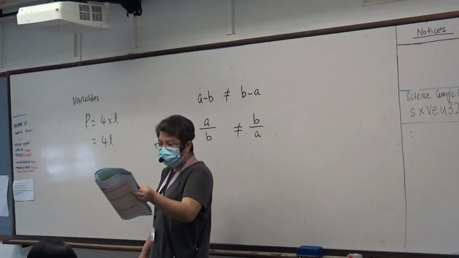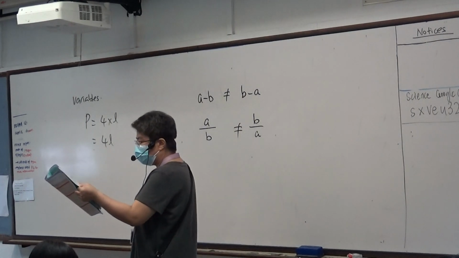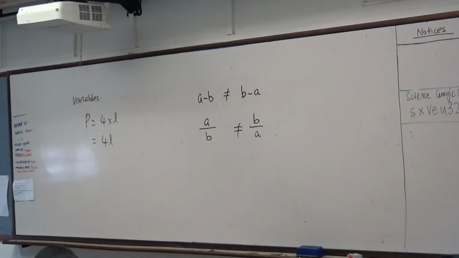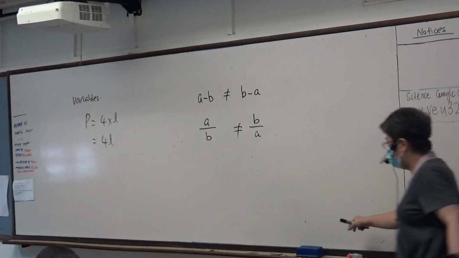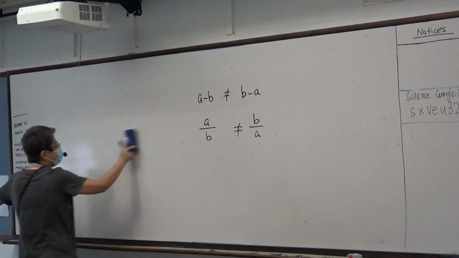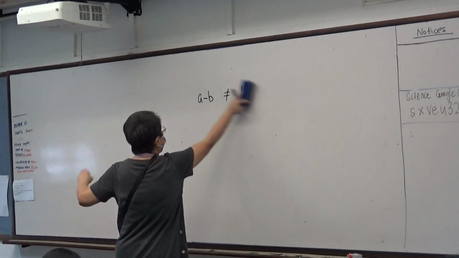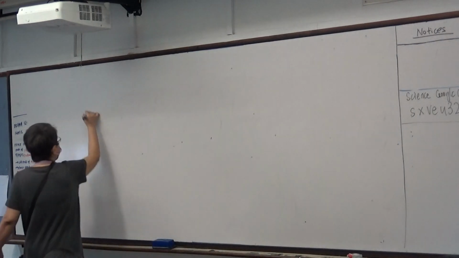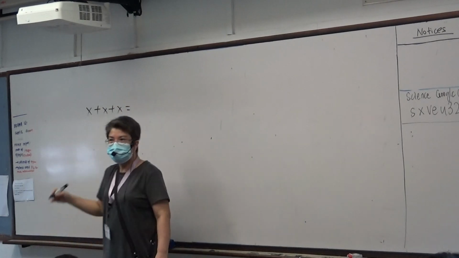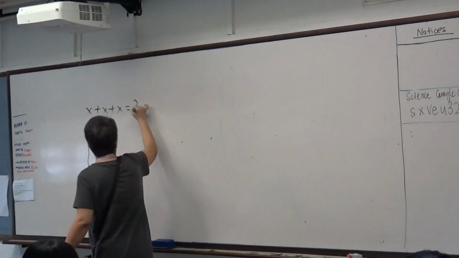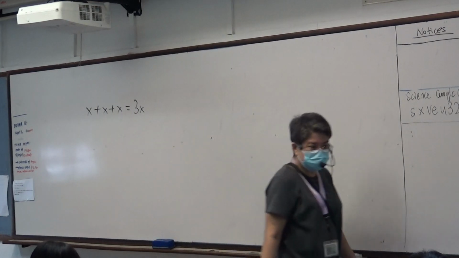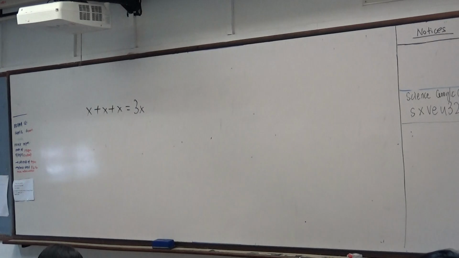Okay? Now, algebraic notation. Okay, now I need to specify this so that you know. I need to talk about this first. If not, you don't know how to simplify and so on. Okay, what is x plus x plus x? The answer is what? 3x, right? Correct, the answer is 3x. Okay, so this is one of the notations.